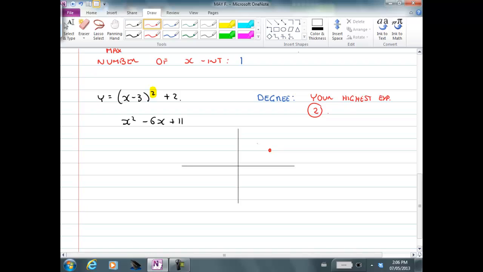Vicky, is a parabola facing up or down? Up. So here's a parabola facing up. Technically, it should have gone like this. There we go.